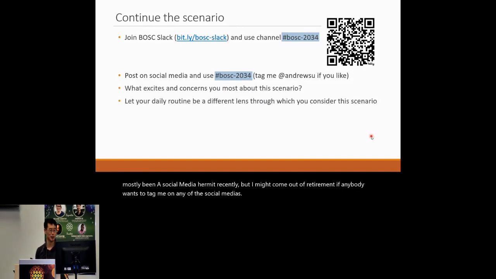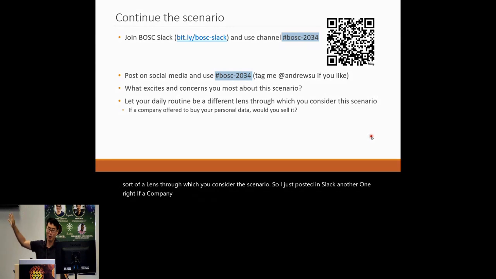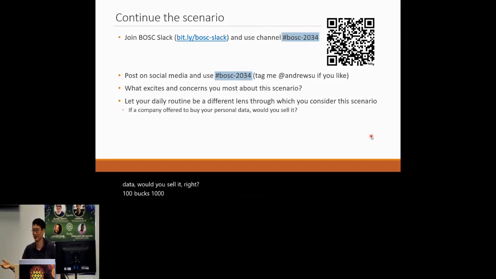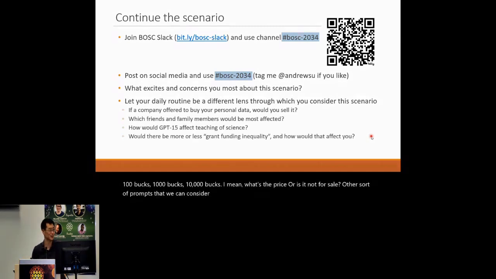Again, what excites you about this scenario? And also, keep it in your routine over the next week or so, because what you encounter during your daily routine is a lens through which you consider the scenario. So I just posted in Slack another one: if a company offered to buy your personal data, if OpenAI offered to buy your personal data, would you sell it? $100, $1,000, $10,000? I mean, what's the price? Or is it not for sale? Other prompts that we can consider over the course of the next week. I'll post these over the next couple days.